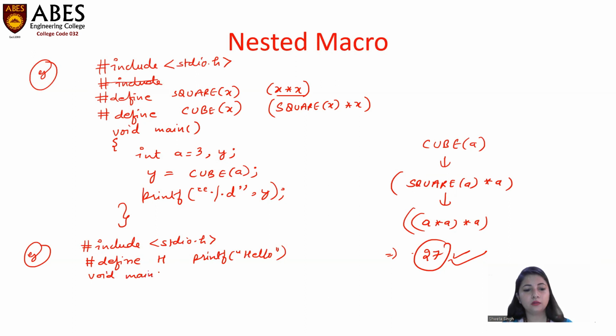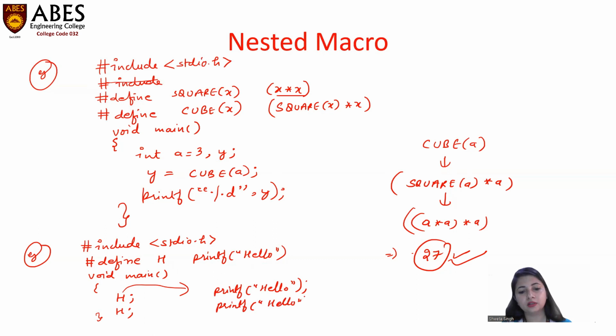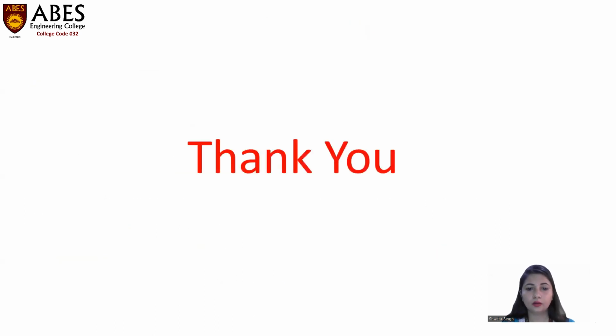void main. For example, I have defined a macro h whose definition is printf hello. So this h will be replaced by printf hello. Similarly, the second h will also be replaced by printf hello before the compilation. And when you compile this program, you will simply get the output hello printed 2 times. So you can simply use an entire statement in the definition of a macro. Thank you so much.